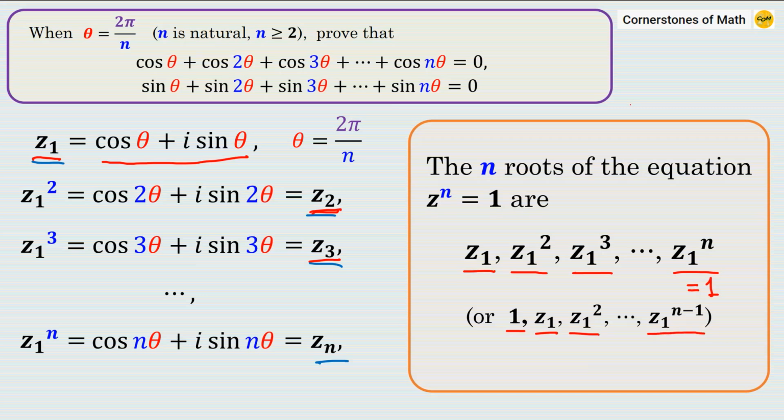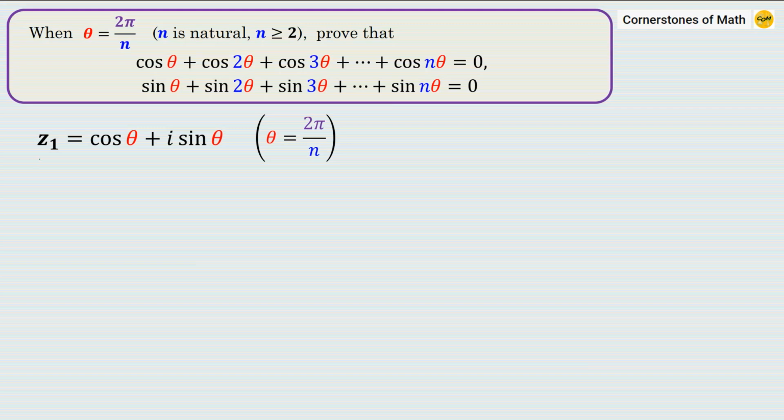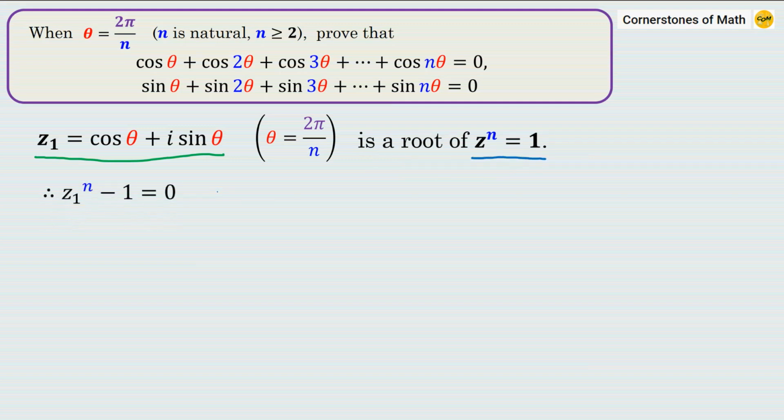Now these are all fascinating for sure, but still, our main goal is to prove these identities by somehow using what I have explained so far. And for that, let us focus on only one root, this z1. Since this z1 is a root of the equation z to the power of n equals 1, we have z1 to the power of n minus 1 equals 0.